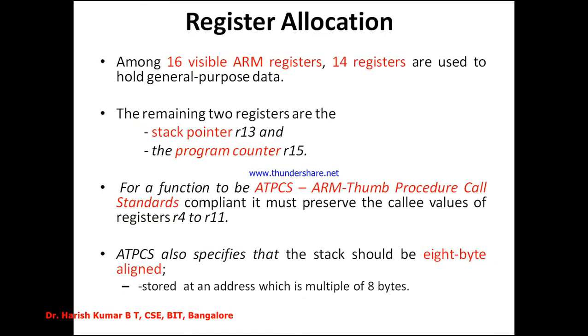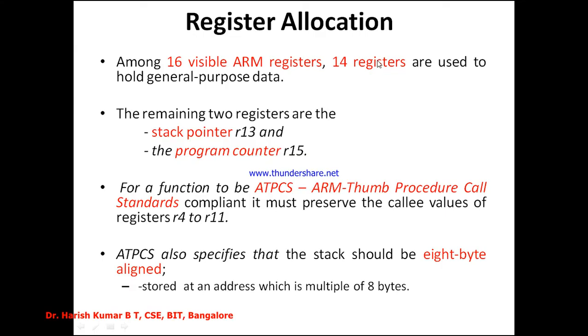So now the next topic is register allocation. Here we are going to understand how to allocate registers for various variables, and how to hold the data being used for the computation in the registers. As you all know, there are 16 visible ARM registers, and of these 16, 14 registers are used to hold general purpose data, and the remaining 2 are the stack pointer and the program counter, which cannot be used for holding general purpose data.